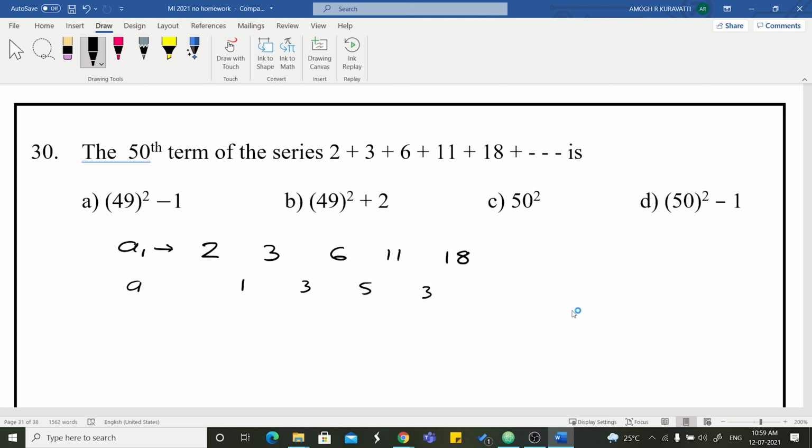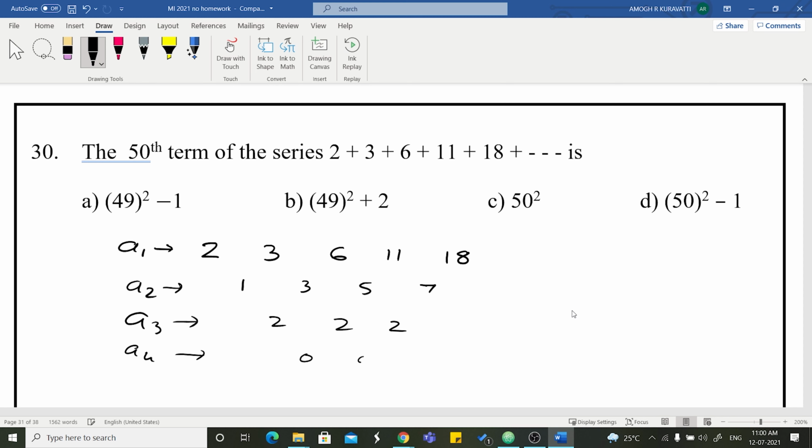This is A2. Then take the difference, A3. Difference of these two, 3 minus 1 is 2. 5 minus 3 is 2. Again 7 minus 5 is 2. Here the differences are 1, 3, 5, 7. Now here the difference is 2. Then A4. What is the difference? 0, 0.